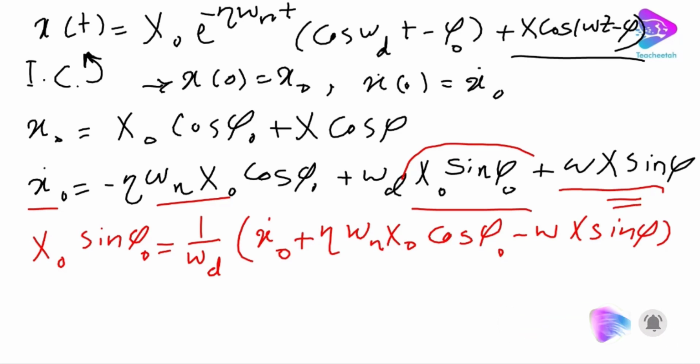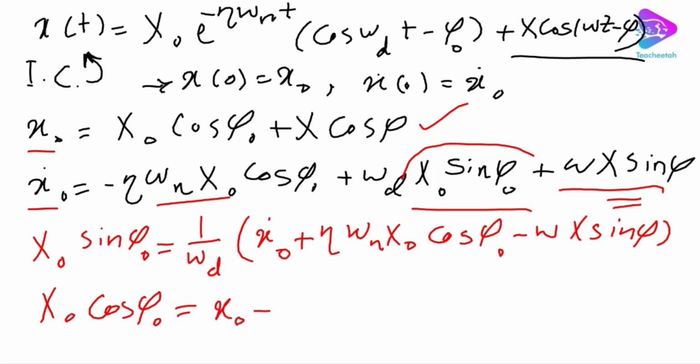So we found the expression for x naught sine phi naught, and from here we want to find the expression for x naught cos phi naught, which is very simple to find. It's equal to x naught minus, we just take this term to the left hand side, x cos phi. Why did we do that? Because we want x naught sine phi naught and x naught cos phi naught. We can then square them and sum them up to get rid of the sine phi naught and cos phi naught to find x naught, right?